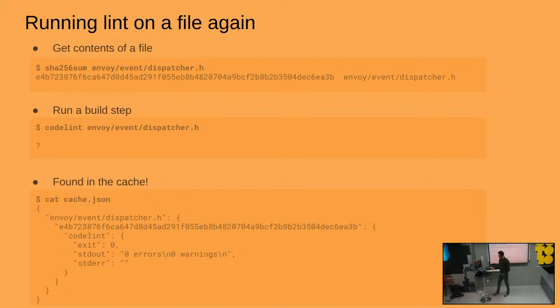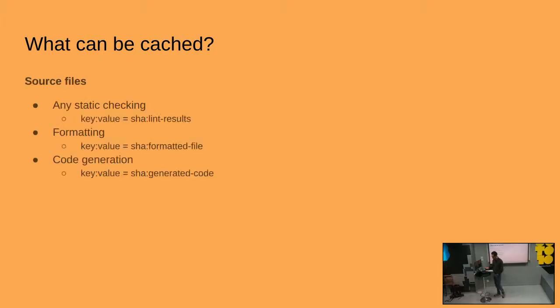So that's pretty much it. The caching mechanism is very simple. It's trivial in its concept, but it's very powerful. So what could we cache? Obviously, we could cache the source files with static checking. So anything that's deterministic and simple could be cached.